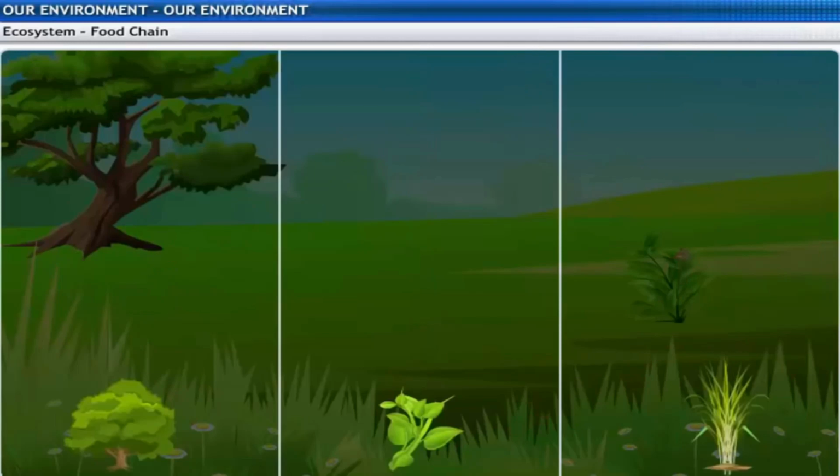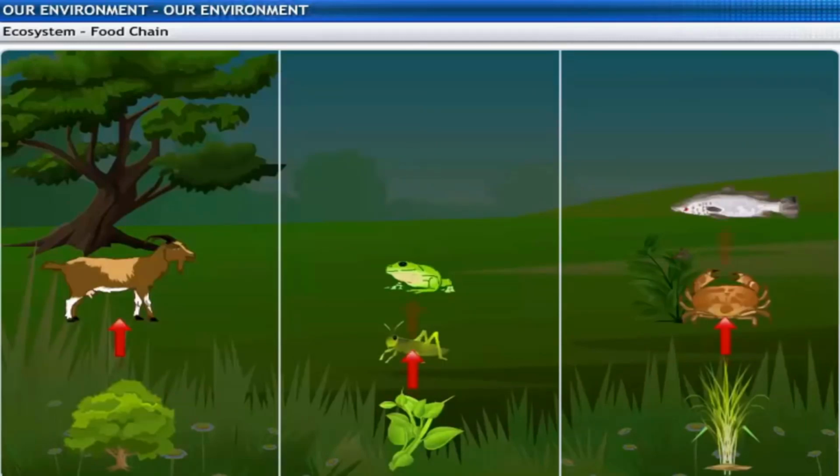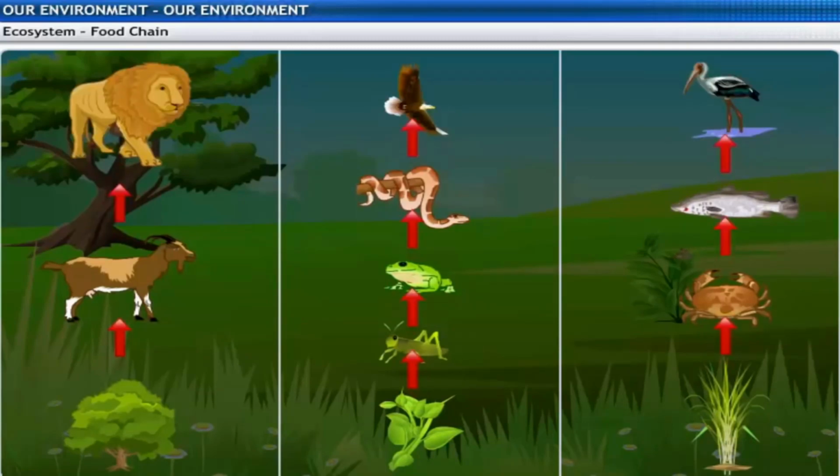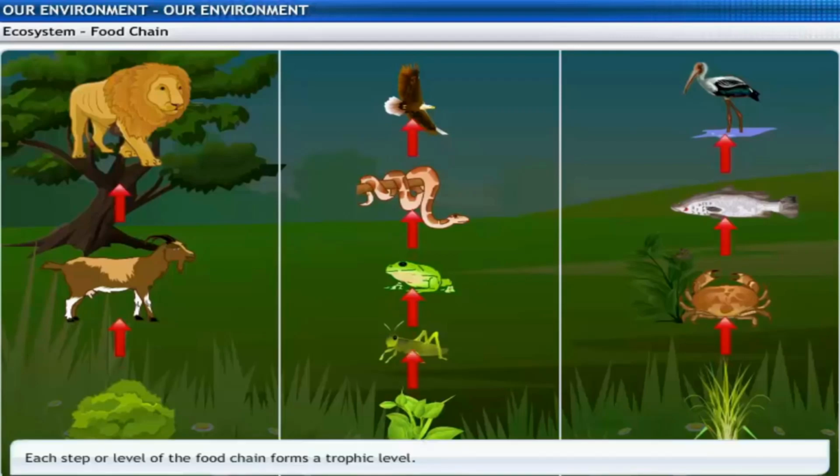Let us take this chart as an example. It depicts the different organisms that are connected in an ecosystem. The arrows in the chart connect the lower level organism that is consumed by the higher level organism. This seems to show the flow of energy transfer. The way energy is passed from the producer to the consumer? Correct. Each step or level of the food chain forms a trophic level.